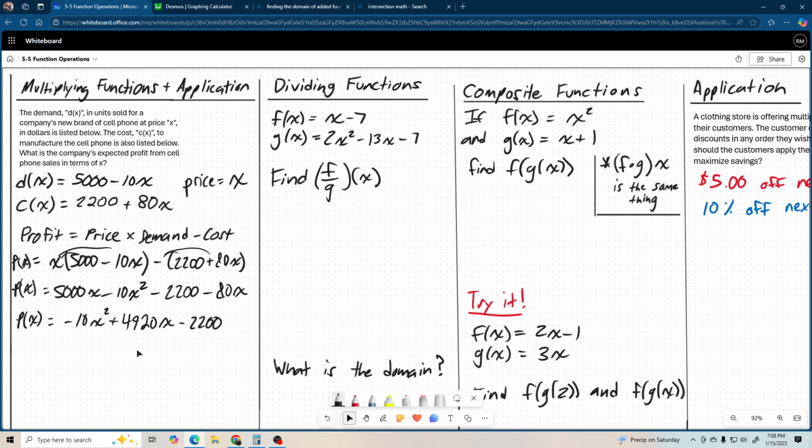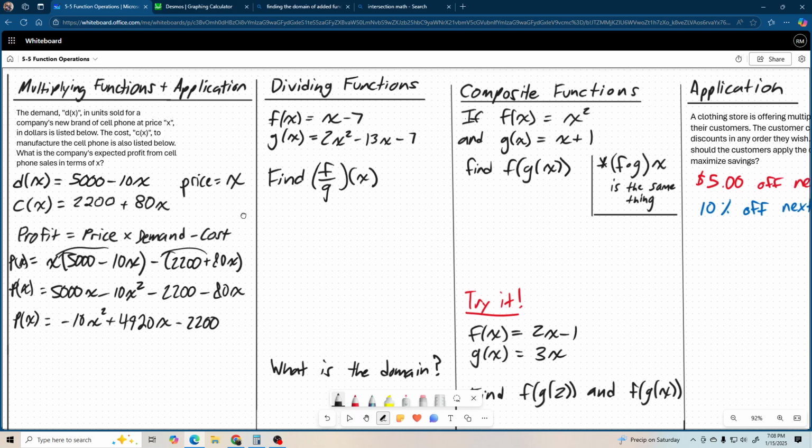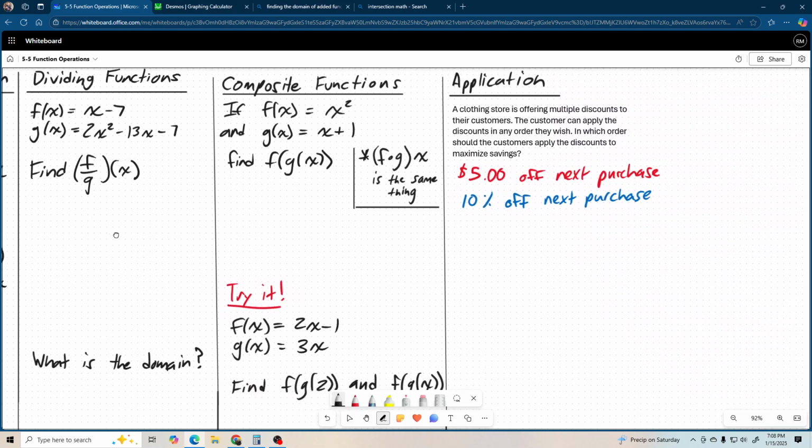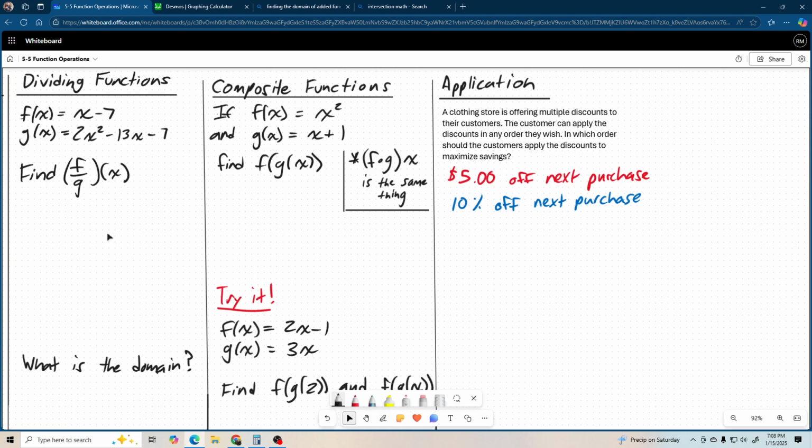All right, so dividing functions. Let's move on to the next piece, because we've said everything we can about that. Dividing functions, as you can imagine, works exactly like multiplying functions would, with one small difference that has to do with the domain. And that's always going to be true. Every time we have variables in the denominator, we're always going to have to think, how does this affect my domain?